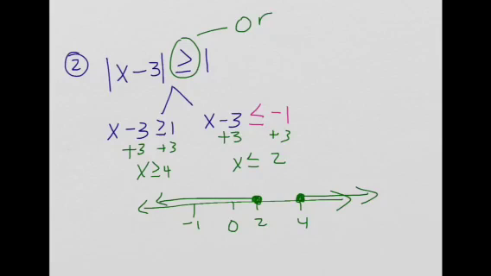So when we go to write our set builder notation, of course we have to do it with the smallest number going first. So this is going to be x is less than or equal to 2, or x is greater than or equal to 4.